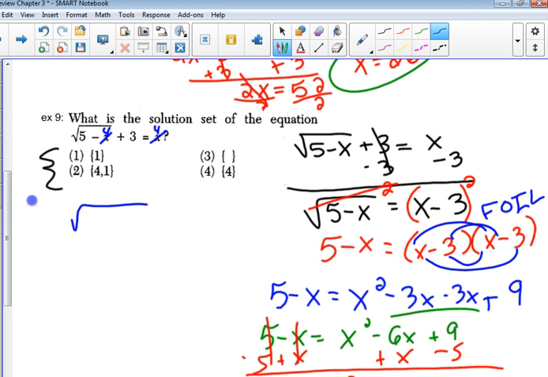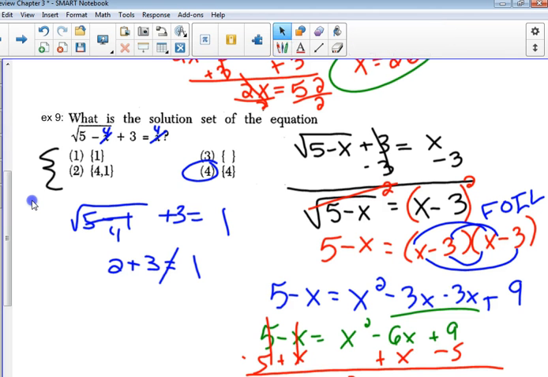Because when you put your 1 in, that's 3, which gives you the square root of 4, which is 2, but 2 plus 3 does not equal 1, so that's 5. See how they would be tricky with that last one? Yeah, this is an easy one, I think.